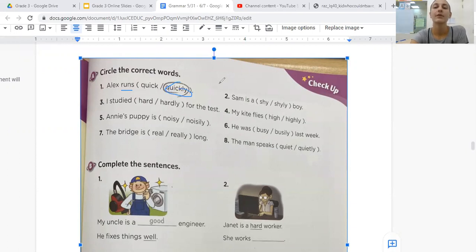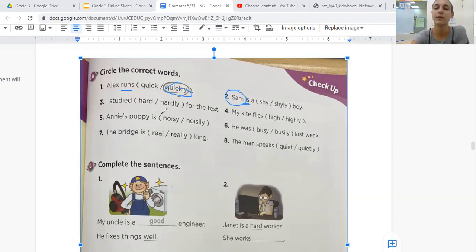Now, number 2, Sam is a blank boy, shy or shyly. Remember, if we see the verb be, and then we're describing Sam, our subject, we should use an adjective, not an adverb. So which one of these is an adjective? You circle the correct answer.